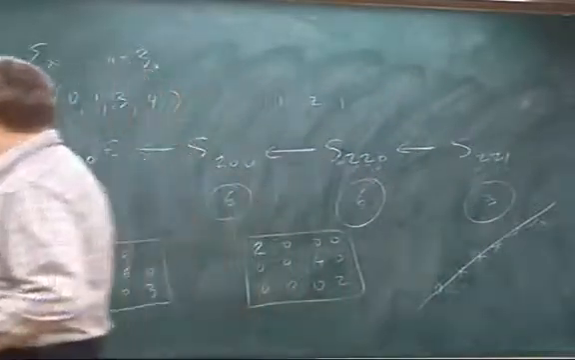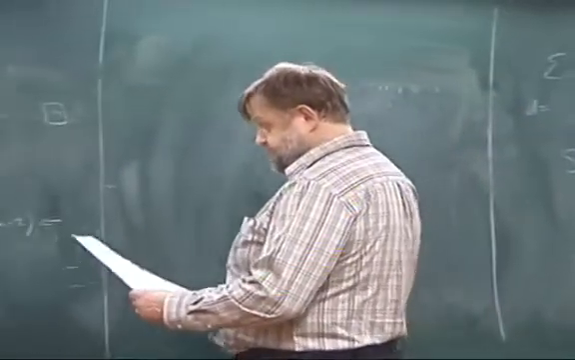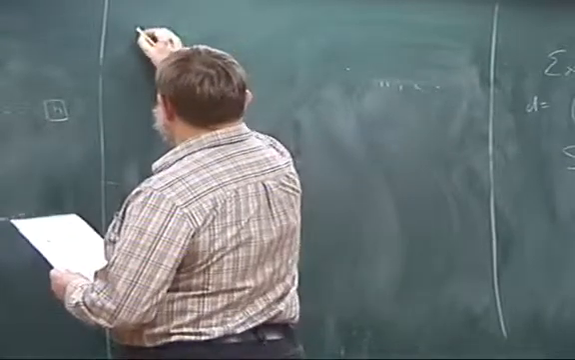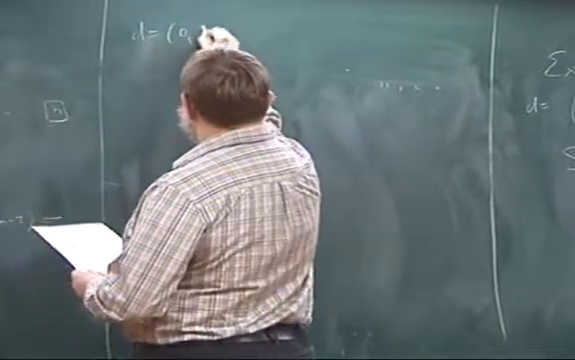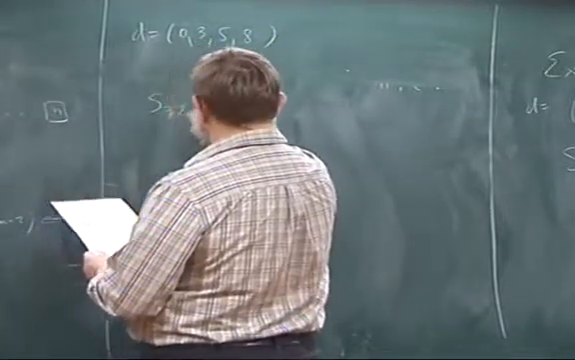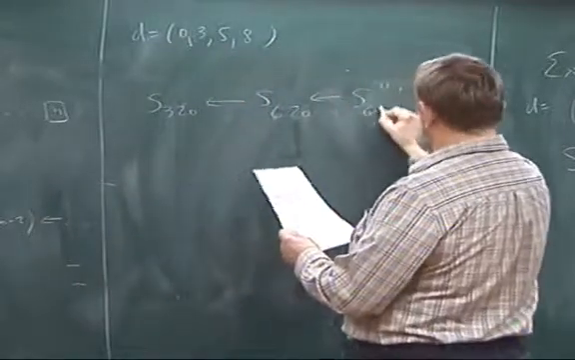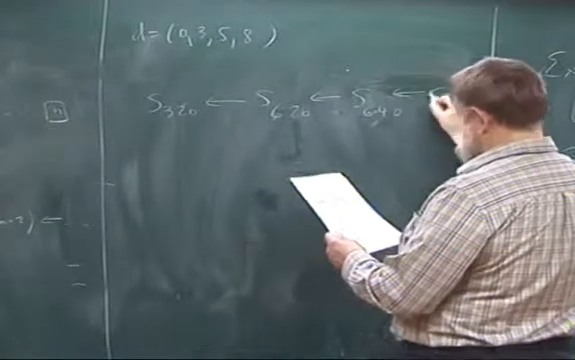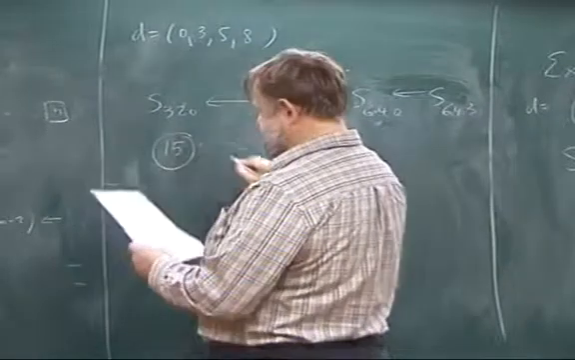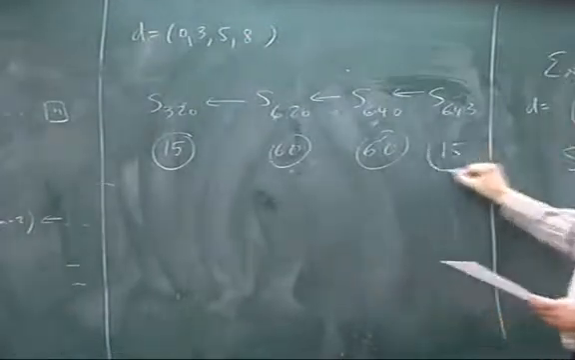And let me just take another random example to show you what you get in a slightly more complicated case. For example, let's take 0, 3, 5, 8. So you see, you get S3 2 0, then S6 2 0, S6 4 0, S6 4 3, and you calculate the dimensions, you get 15, 60, 60, 15.